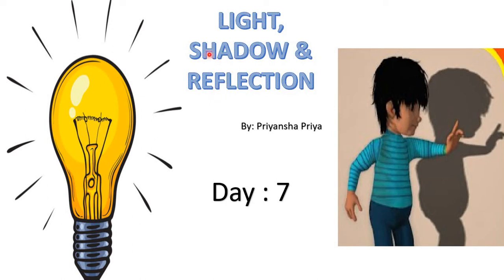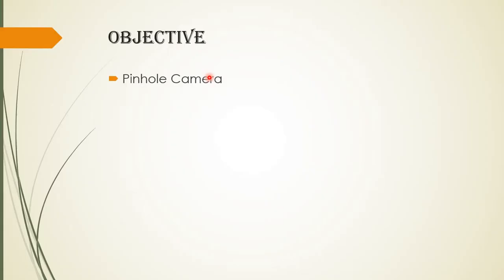Hello students, we are studying this chapter, light, shadows and reflection, and in the last class we studied about image, how it is formed, about lateral inversion, and also about differences between image and shadows. Today in this class we are going to study about pinhole camera: what is a pinhole camera, how it works, and which type of image is formed in the pinhole camera.